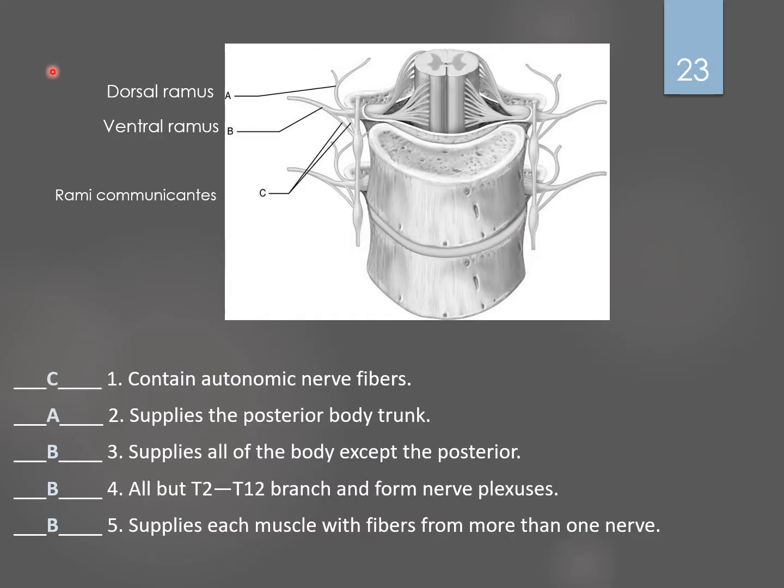This pic is on page 3 of your document, and I've labeled the dorsal ramus. That's what A is pointing to. The ventral ramus is what B is pointing to, and the rami communicantes, or communicating rami, are C. So, contains autonomic nerve fibers. That's where we get into our rami communicantes.